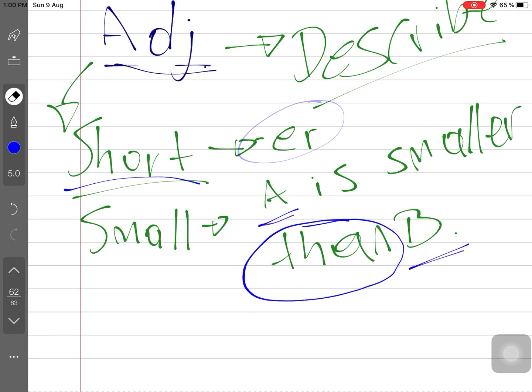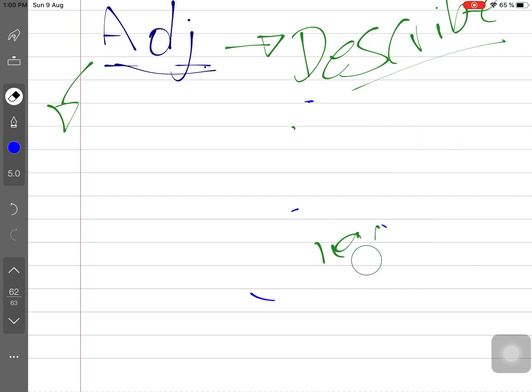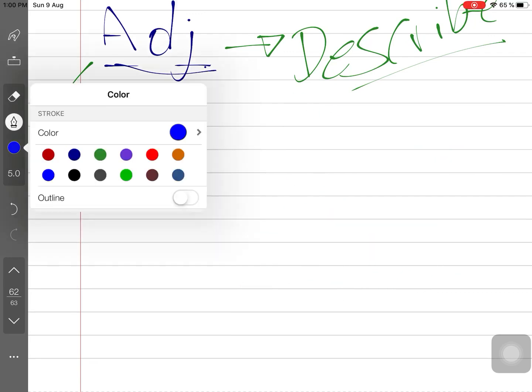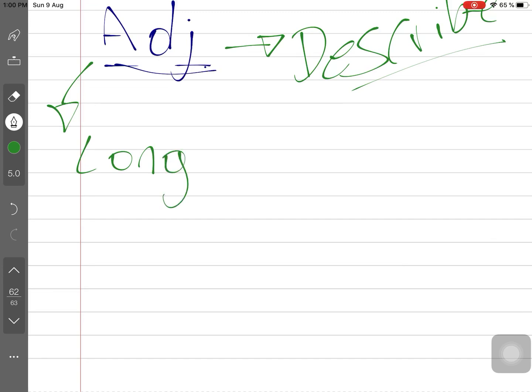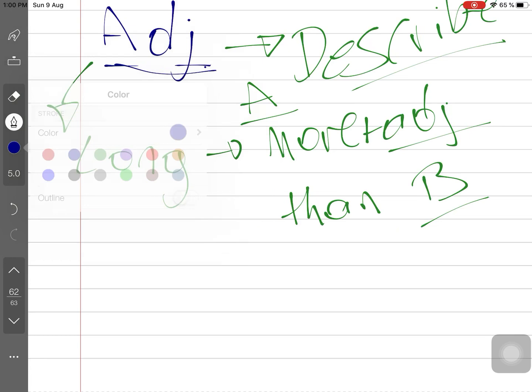But on the other side, when you have an adjective that is not short, a long adjective, you have to use before the normal adjective more, plus adjective, plus than and the second part. For example, we are going to take another example of an adjective, but it's going to be long.